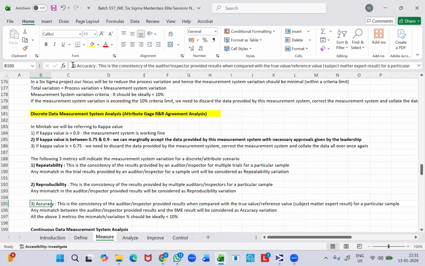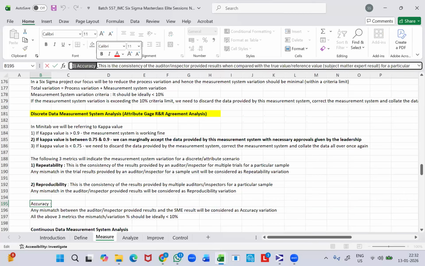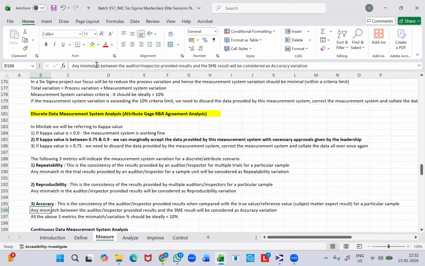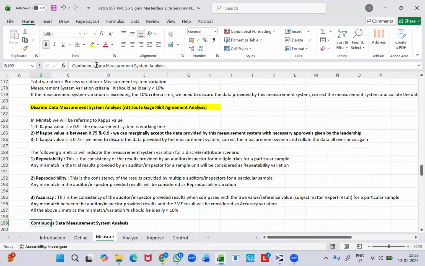Any mismatch in the auditor or the inspector provided results will be considered as reproducibility variation. And the third metric that we have is accuracy. So accuracy is where we will work out the consistency of the auditor provided results when compared with the true value, the reference value. So this will be my subject matter expert results for a particular sample. So any mismatch between the auditor results and the SME result will be considered as accuracy variation. So for all the above three metrics, the mismatch or the variation percentage should ideally be less than 10%.